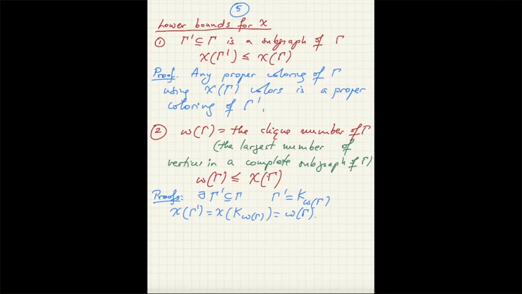Okay, so let's say you have a graph like this. From the picture, you can tell that we have a complete graph here on 4 vertices. That's a K4. So that implies that the chromatic number of the big graph, let's call it gamma, is greater than or equal to chi of K4, which is 4.